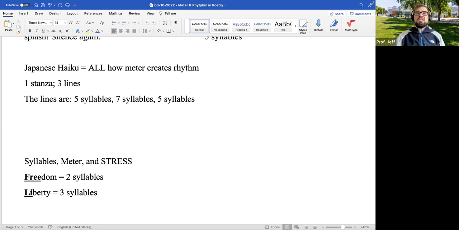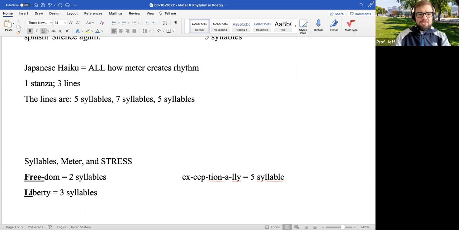Like I said, for people who are learning English, this can be really difficult because sometimes we're not sure where the stress is, especially in longer words. How about a word like exceptionally? As I say the word, think, how many syllables in exceptionally? This is a five-syllable word, and I would break it up like this. I could do the same thing here to make sure you see the breaks in the syllables in these words. And where's our stress in exceptionally?